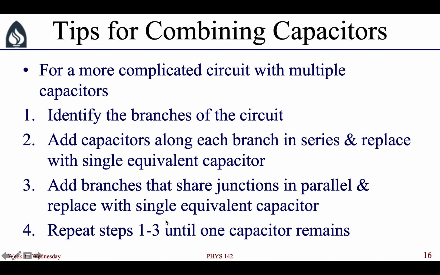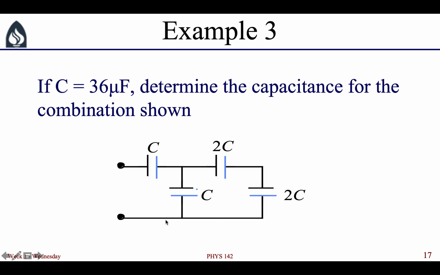Next, now that the branches all just have a single capacitor, you look to see if branches share junctions, and those branches that share junctions, add those capacitors in parallel, and replace those with a single equivalent capacitor. And then you go back and repeat steps 1 through 3 until you just have one capacitor remaining in your circuit.